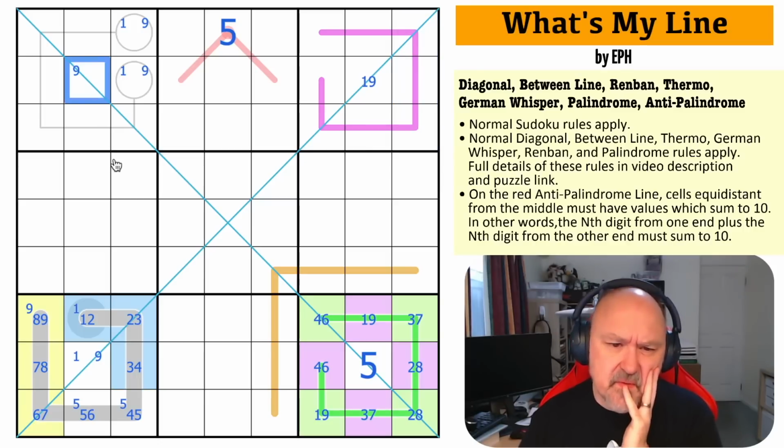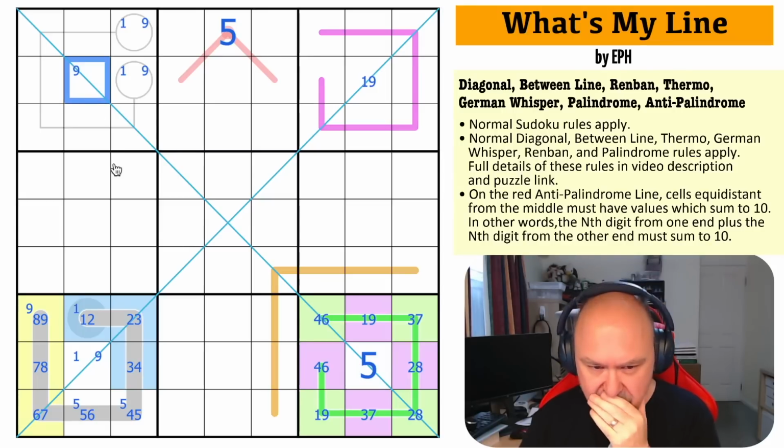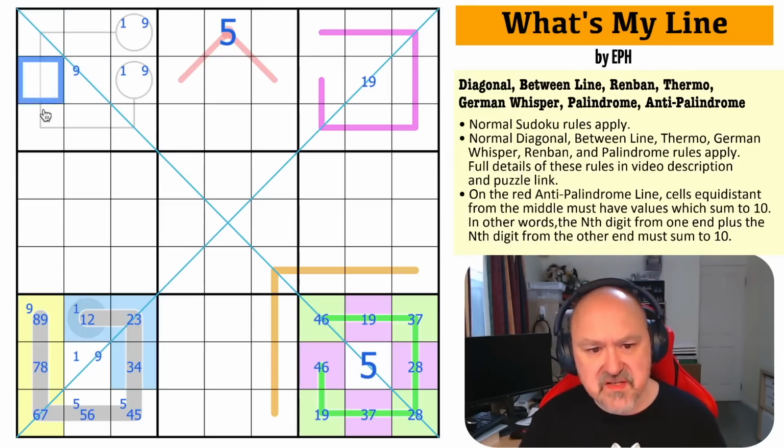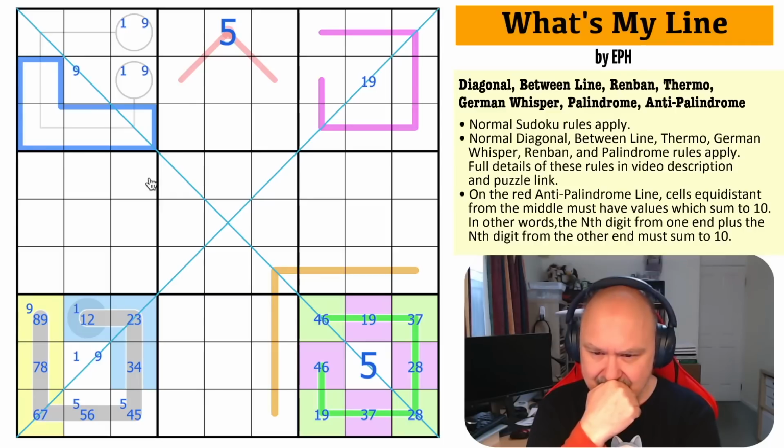This is going to be limited because I can only hide one digit, but it can be any digit. If this is 1, 9, this could be anything except 5. And the reason it can't be 5 is because of the diagonal. So 5 is on this line. So 5 is in one of those, but that's not doing much.